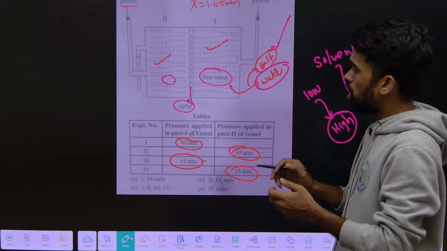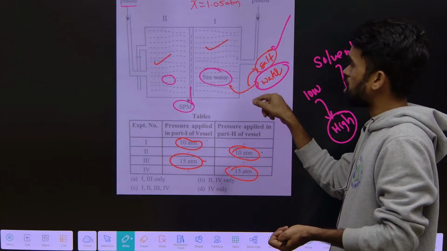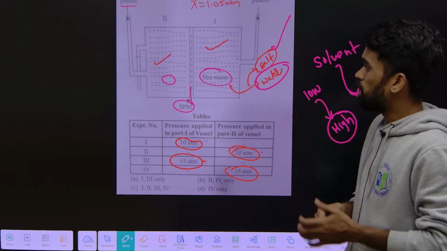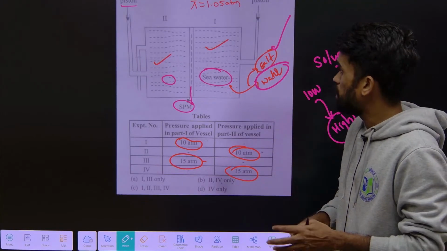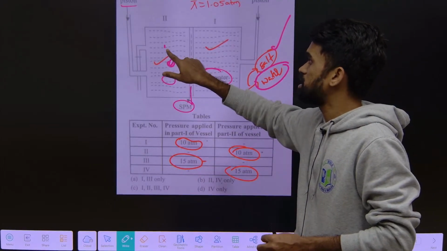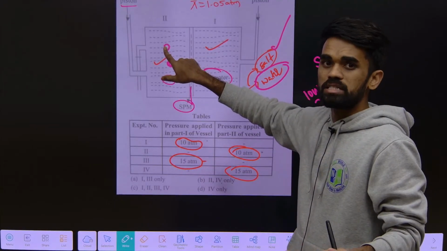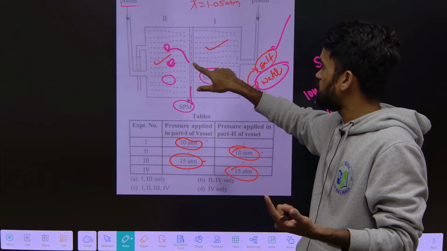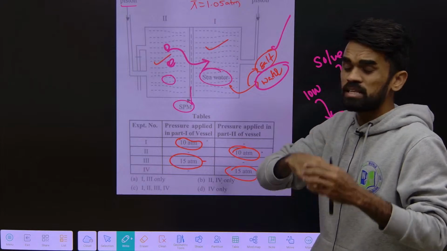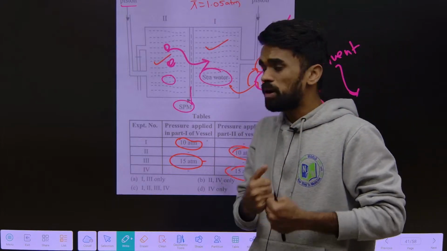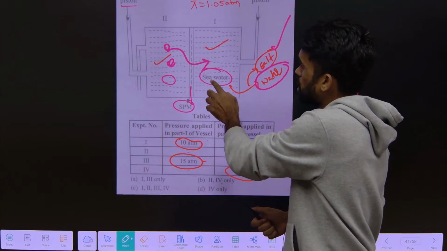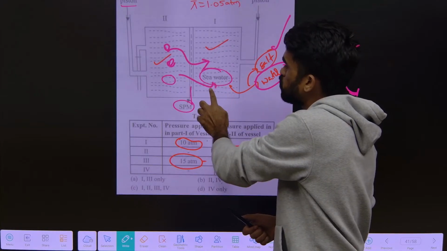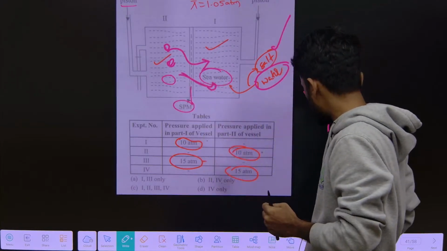Now, osmosis means what? Flow of solvent molecules only, right? But from where to where? Osmosis happens from lower concentration to high concentration. If this is pure water, it means there is no concentration of any solutes, so flow from lower to high concentration takes place. That is osmosis. But what we require is that the sea water should get purified. It means the solvent should move from here to here. So how will that happen?